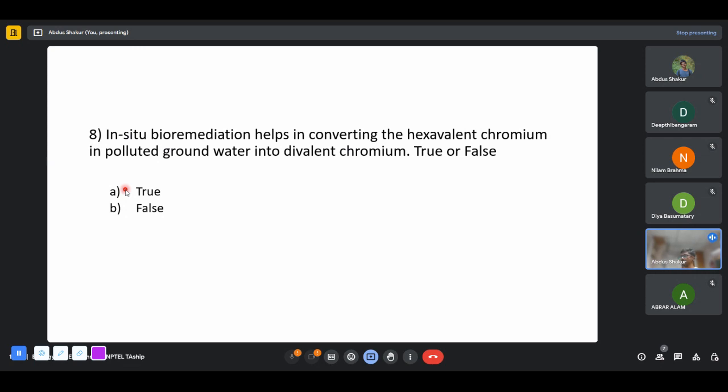In situ bioremediation helps in converting the hexavalent chromium in polluted groundwater into divalent chromium. True or false? False. So in situ bioremediation doesn't involve conversion of hexavalent to divalent.